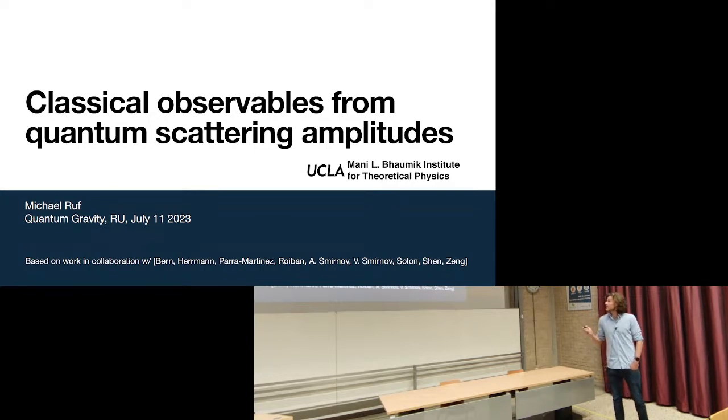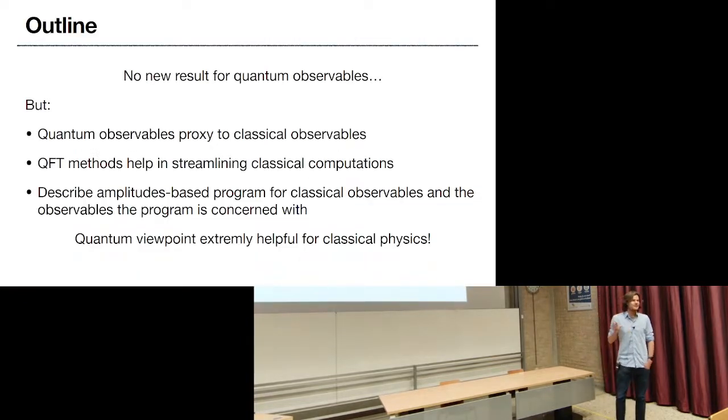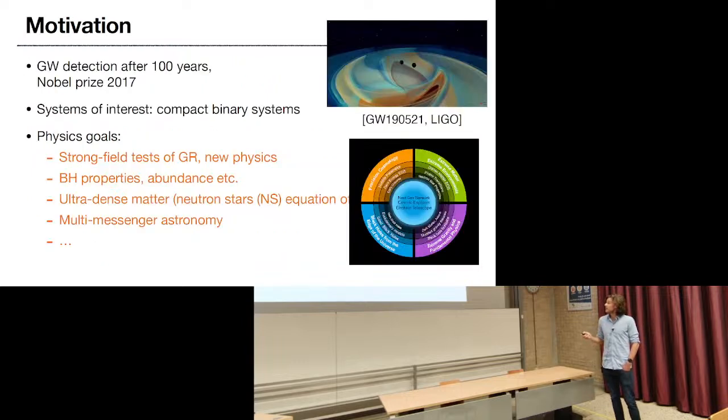All right, so the topic of this talk is going to be classical observables from quantum scattering amplitudes, and it's based on work I've been doing during the past few years together with a host of different collaborators. Now, I have to start by maybe a quick disclaimer. There are not going to be any genuinely quantum results in this talk. The topic of this talk is going to be more that a quantum viewpoint can be extremely healthy for doing classical computations. So let's jump right in.